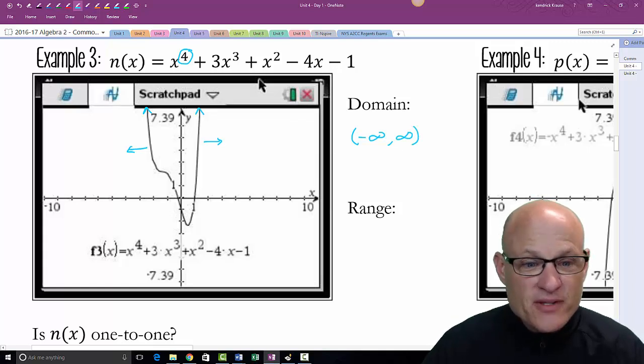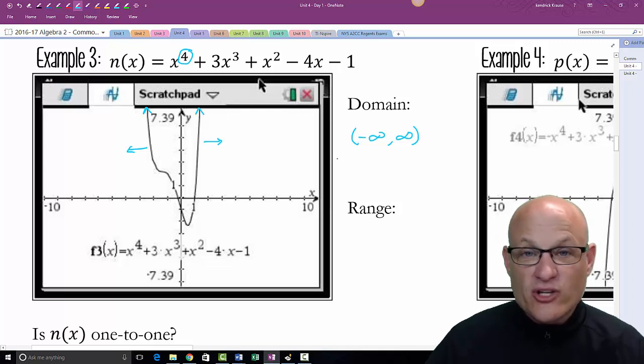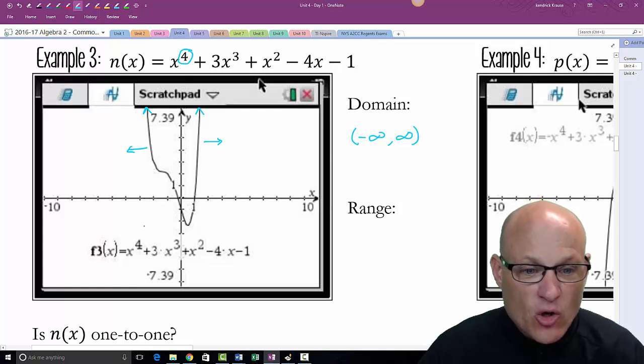Now, range, I'm not going to graph this one or look at it, but I want you to get a good handle and understanding of this. The range is the lowest y value up, going straight up.